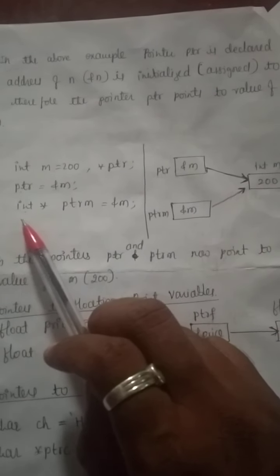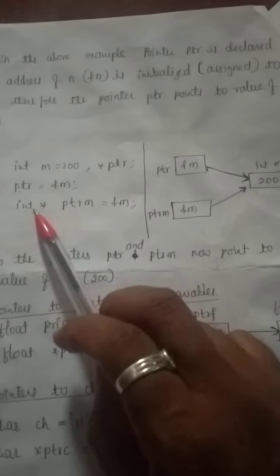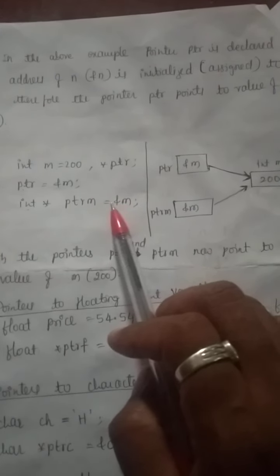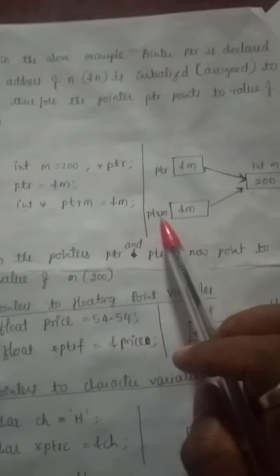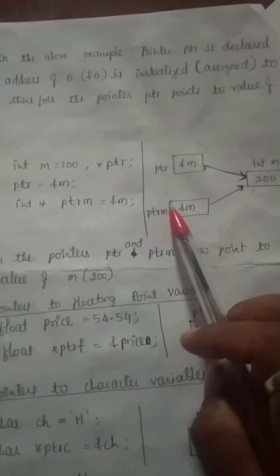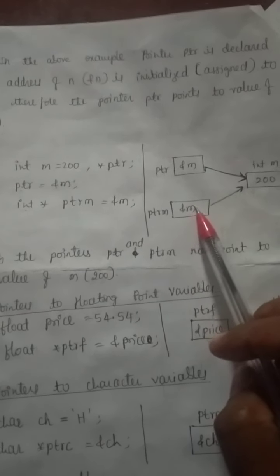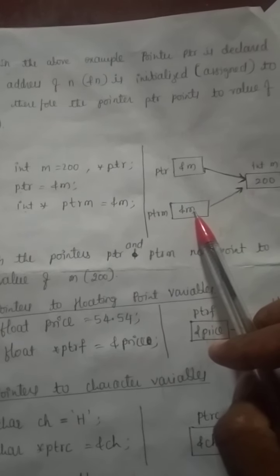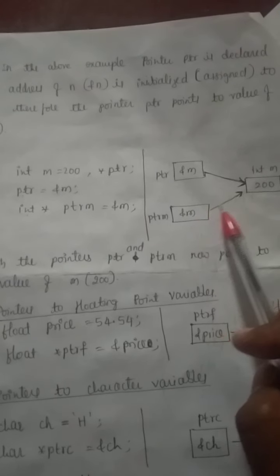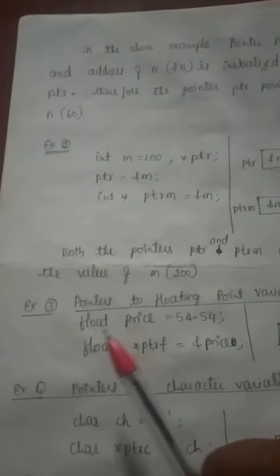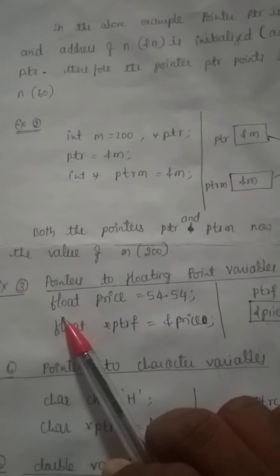Then third line, int star ptrm. It means this is the second pointer we are declaring, and in the same line it is initialized with ampersand m. It means ptrm is a pointer declared here, and it is also holding the address ampersand m, in the sense this pointer is also pointing to the same location. Got it?